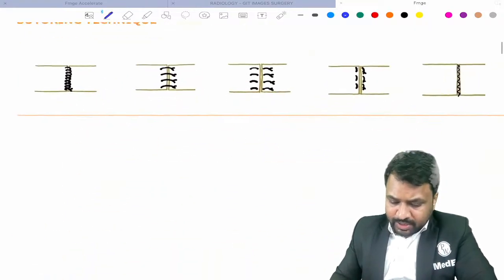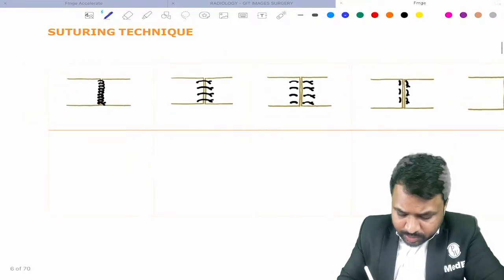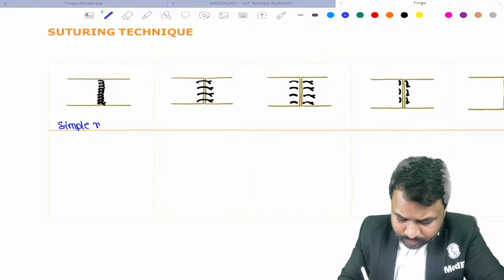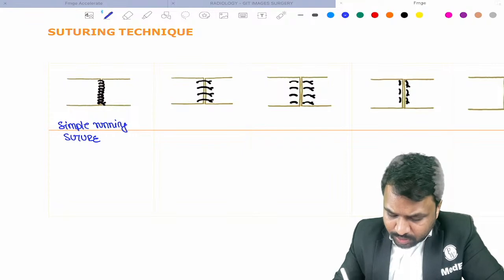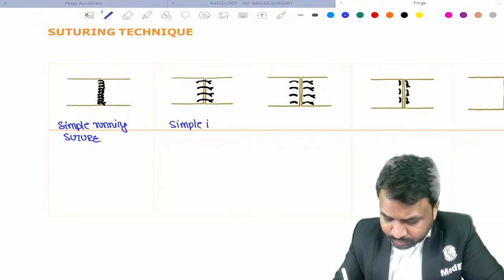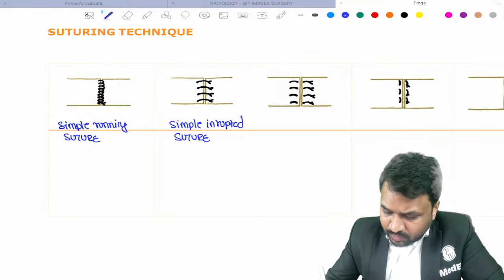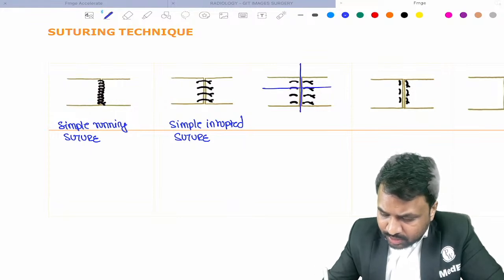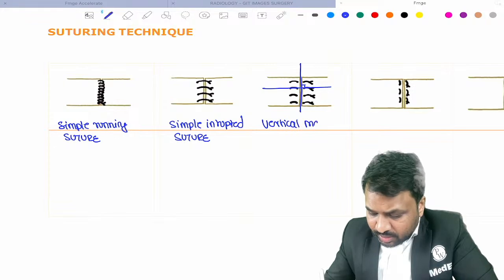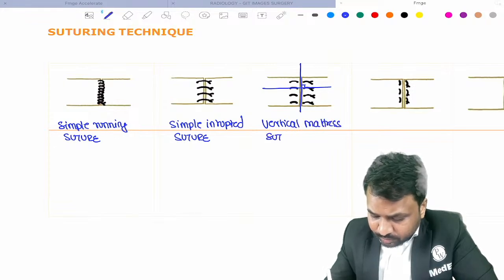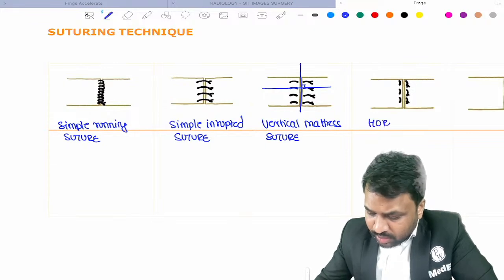So in suturing techniques, you have various suturing techniques. This is what we call the simple running suture. This is the simple interrupted suture. Now, when you see here, if this is the orientation and this runs like this, this is what we call the vertical mattress suture. This happens to be the horizontal mattress suture.